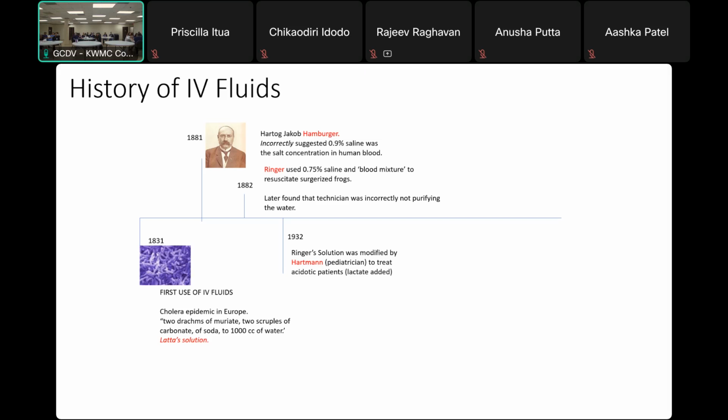They're what's called balanced solutions. Balanced solutions are not as heavy in sodium and chloride. They have some potassium, some magnesium, some bicarbonate, and that's where the term balanced solution comes in.